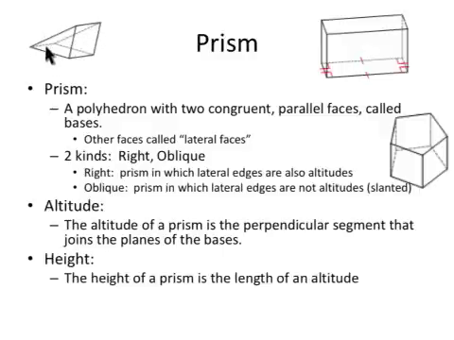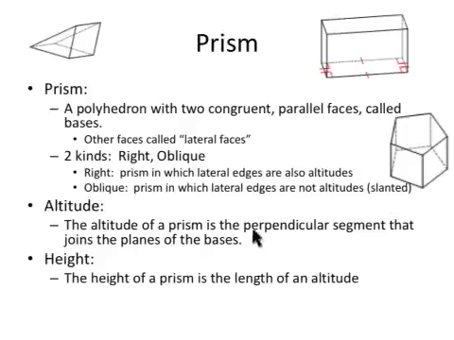So there's two kinds of prisms. One is called a right prism, and one is called an oblique prism. Basically, a right prism is one that stands straight up with no slant to it, and an oblique prism is one that has slant to it. So let's come back to that after we talk about altitude and height.